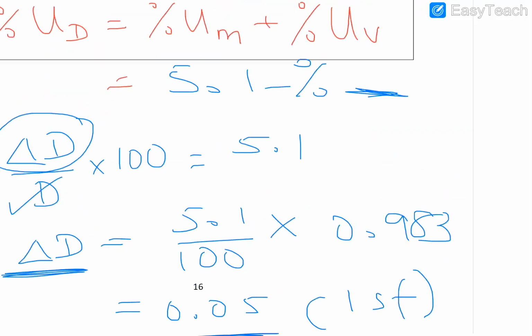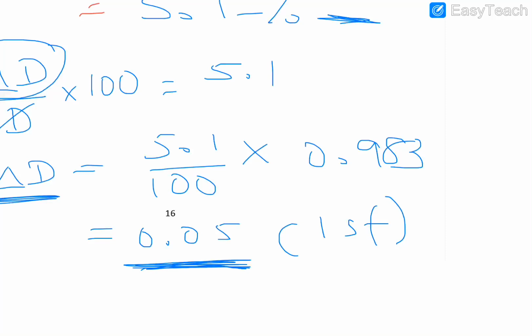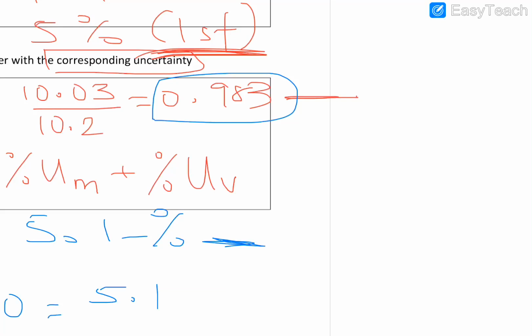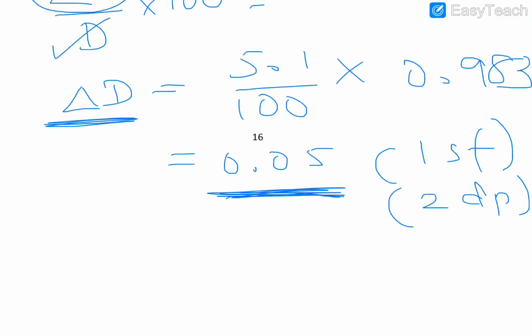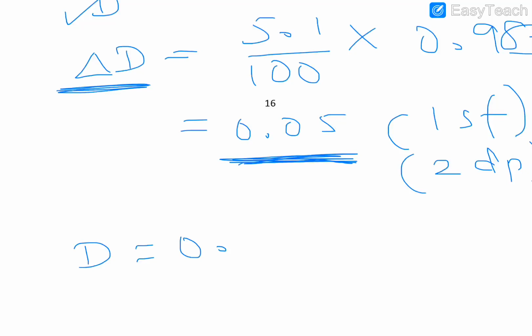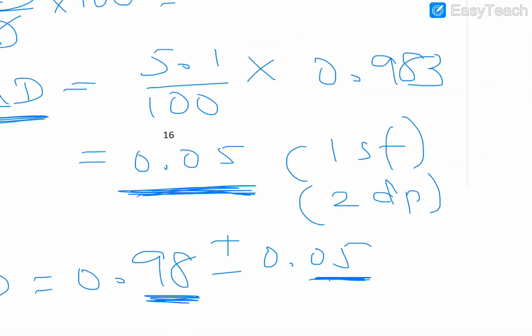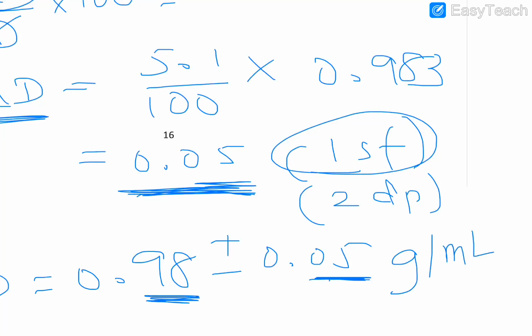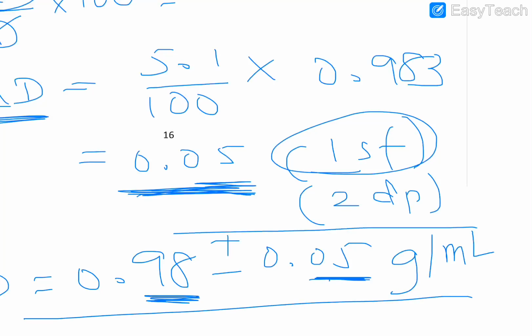So 0.05, which means that, because this is to 2 dp now, my final answer in density should be to 2 dp. So then I'm going to say density is equal to 0.98 plus minus 0.05. So the dp of this depends on the dp of the uncertainty, and uncertainty is always going to be to 1 SF. Okay, so this is in ml, so gram per ml. So that's the final answer for the density.